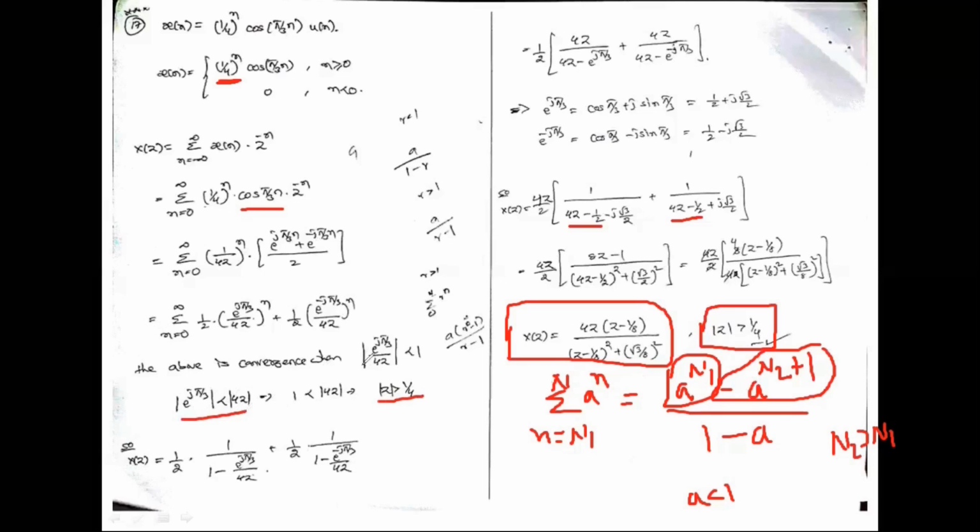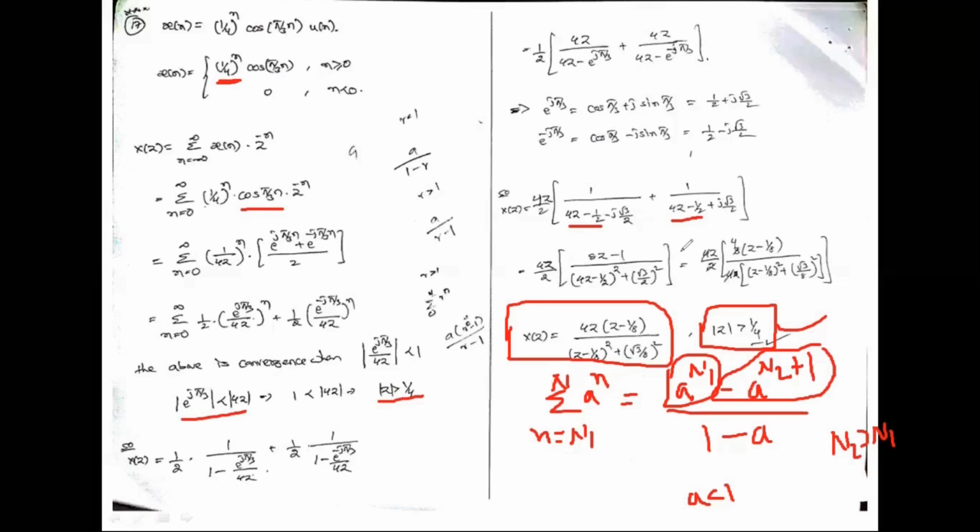e power j pi by 3, according to the plus and the minus, the magnitude we have. e power j pi by 3 over 4z is less than 1, because a is less than 1. And we already know that a is 1 by 4z. |z| is greater than 1 by 4 because of the u of n. |z| is greater than 1 by 4. Got it? So 1 is less than 4z, or |z| is greater than 1 by 4. Check in these two functions, the ROC is |z| greater than 1 by 4. That's 0.25.